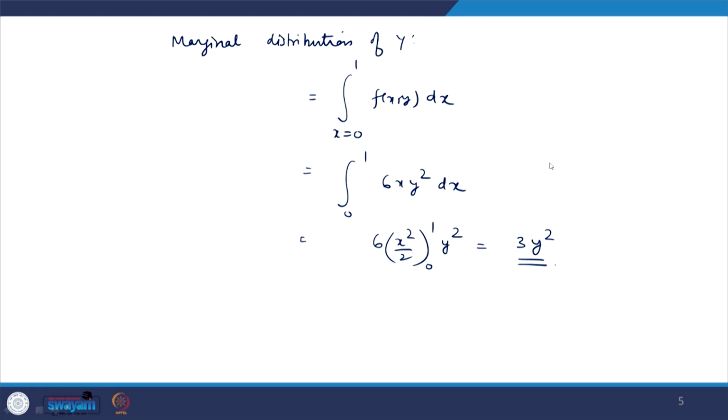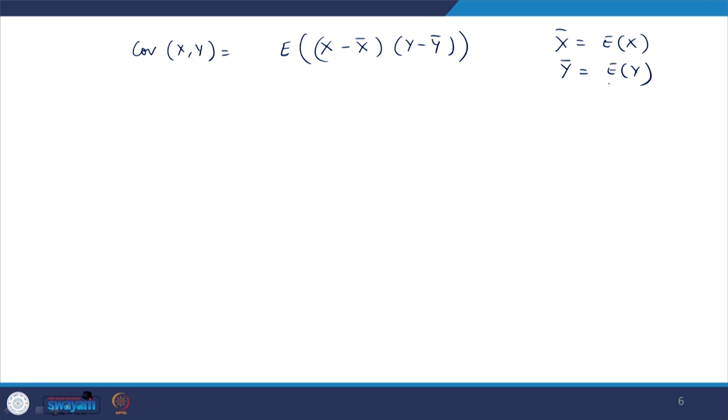Let us see how. So, what is covariance of x and y? Covariance of x and y mathematically is the expectation of (x minus x bar) into (y minus y bar). Here x bar is basically E of x and y bar is basically E of y. Now, if you simplify this, it is nothing but E of (x y minus y bar x minus x bar y plus x bar y bar).